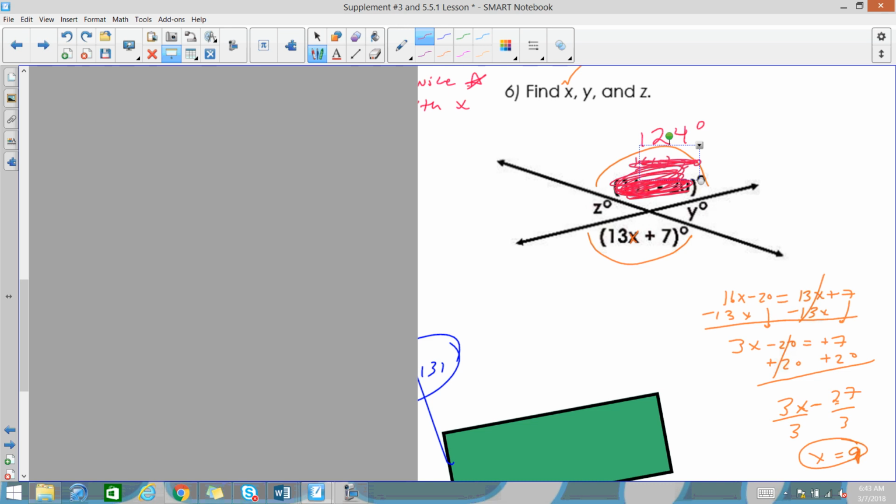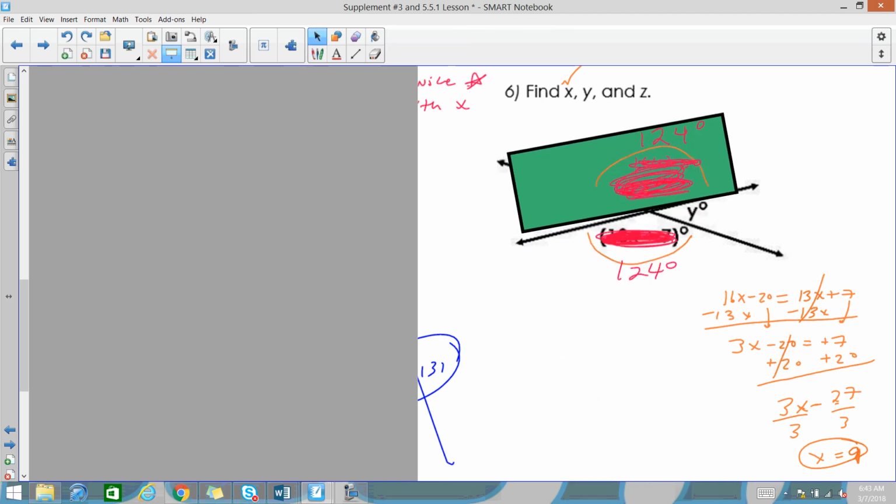And again, because these top and bottom angles are vertical, you could plug that into 13x plus 7. I'm just going to put 124. They have to be congruent. All right? Now, I need to find y and z. Well, which one do you find? There's only one of each of them, so it really doesn't matter the order. I know some kids want an order. We'll go in alphabetical order.